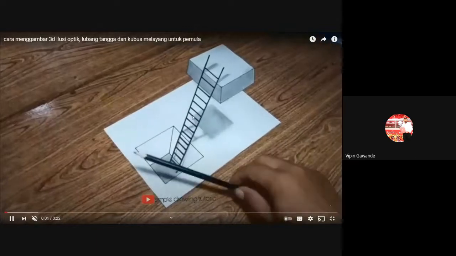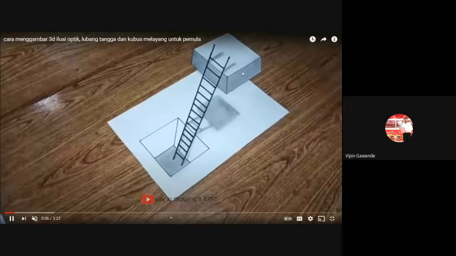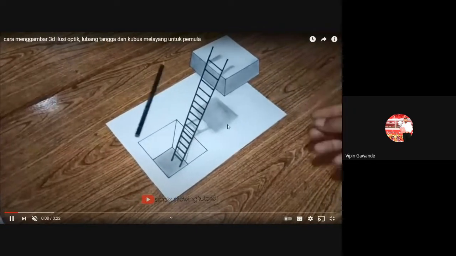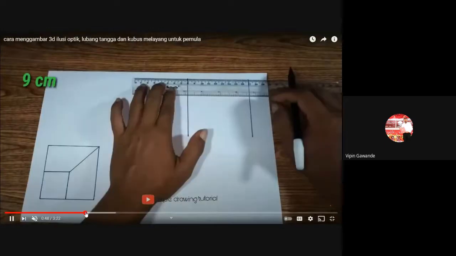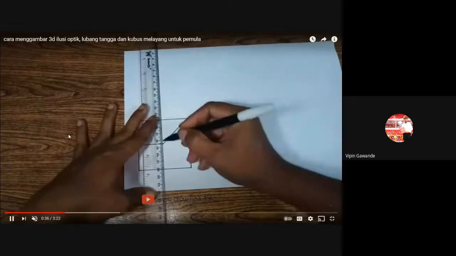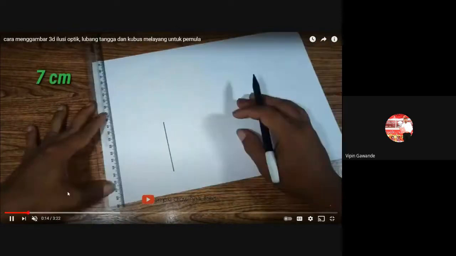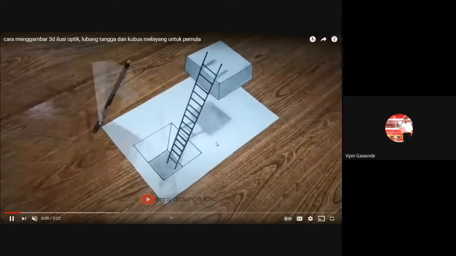Okay, this is another type. This is drawn on plain paper, but it appears as a three-dimensional drawing. So this is also a perfect example of isometric drawing. Now he is showing how he has drawn that one. You can refer to videos on YouTube and find such types. You can also draw this type of drawings.